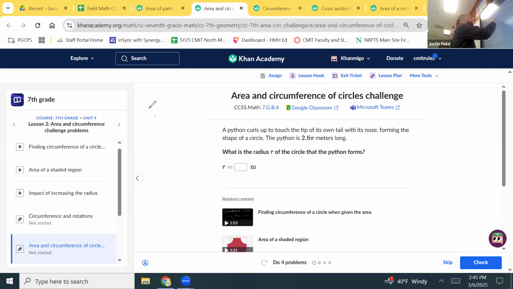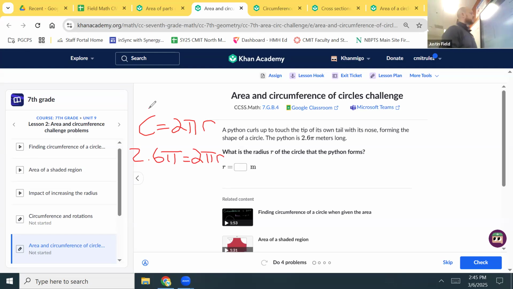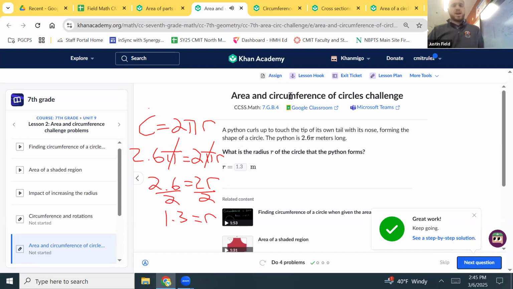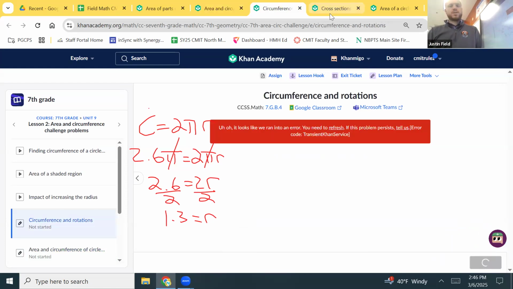Okay. So C equals 2 pi r. And now I know the circumference is 2.6 pi, so 2.6 pi equals 2 pi r. And what do you see on both sides of the equal sign? We see a pi, so that cancels out. So 2.6 equals 2r. Now just divide by 2, and that'd be 1.3. So the radius is 1.3. I don't want to do any more of those because I want you to be challenged. I don't want to undo the challenge.